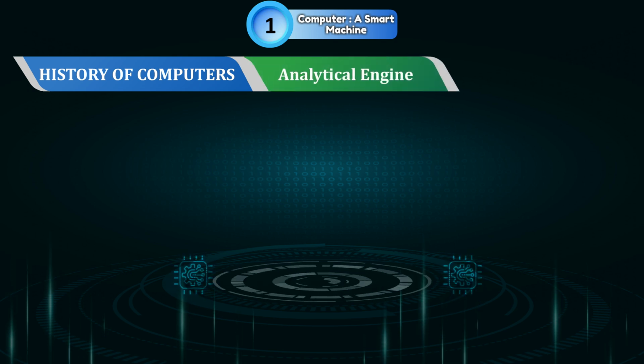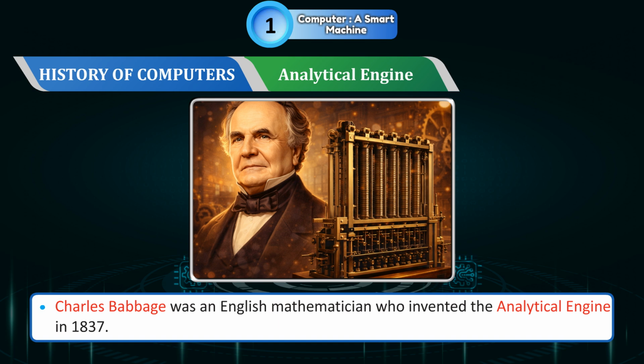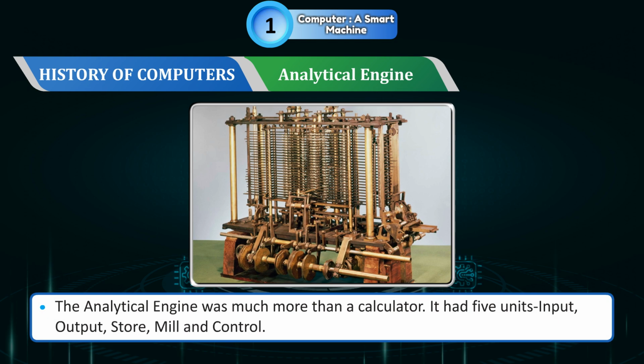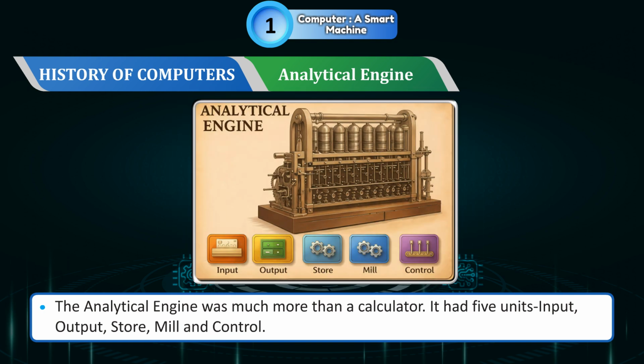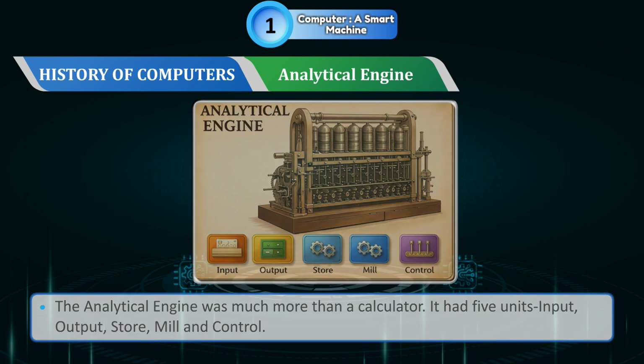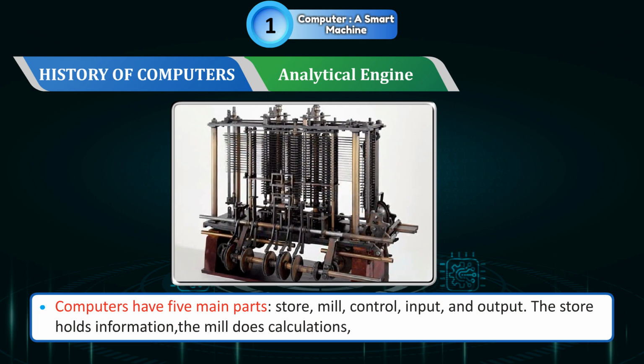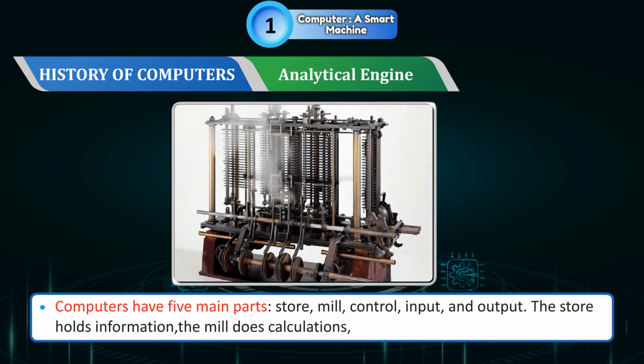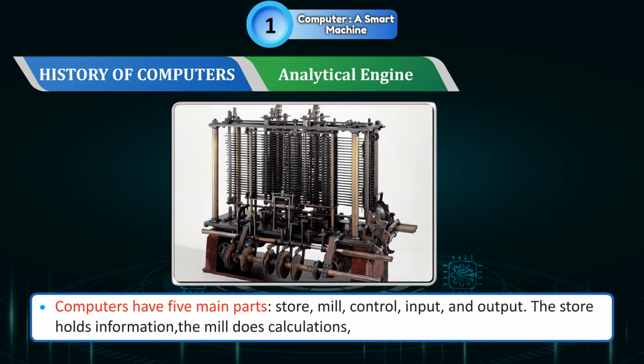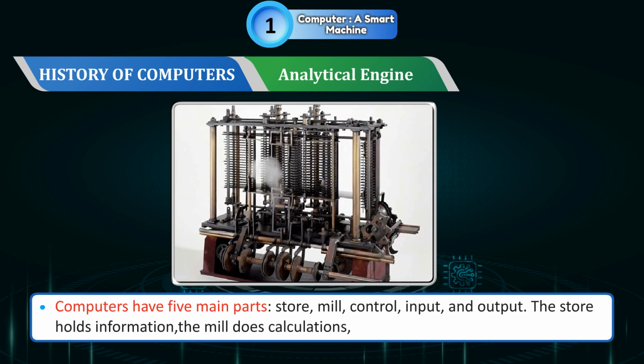Analytical engine. Charles Babbage was an English mathematician who invented the analytical engine in 1837. The analytical engine was much more than a calculator. It had 5 units: input, output, store, mill, and control. Computers have 5 main parts: store, mill, control, input, and output.